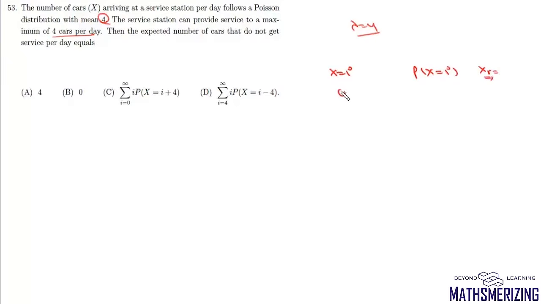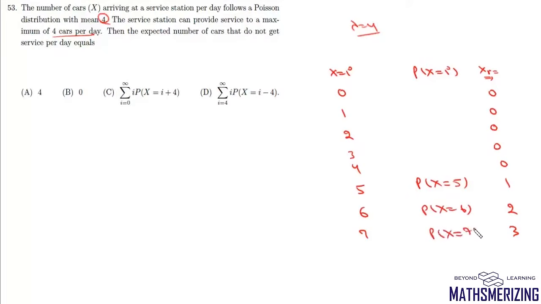If I is 0, then XR is 0. If I is 1, then again it is 0. So if it is 0, 1, 2, 3, 4, then the number of returned cars will be simply 0. But when we have more than 4 cars, now 1 will be returned, for 6 it will be 2, for 7 it will be 3, and then we have their corresponding probabilities, which are probability X equals 5, probability X equals 6, probability X equals 7.